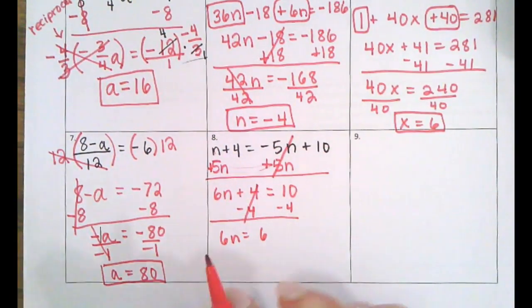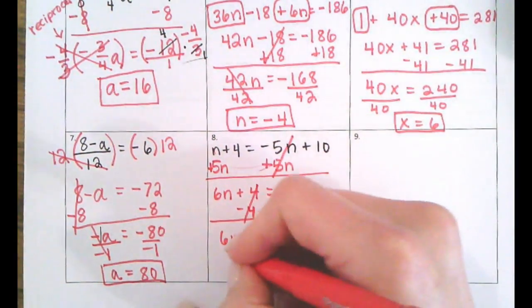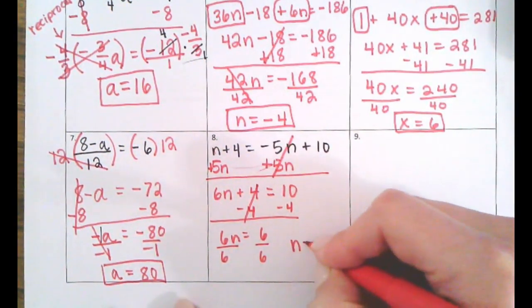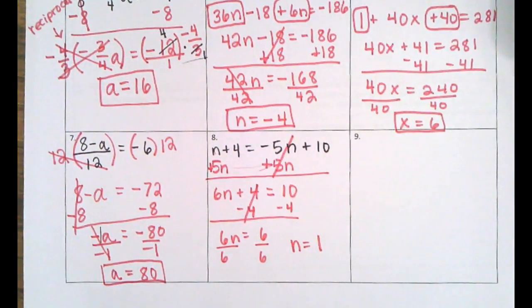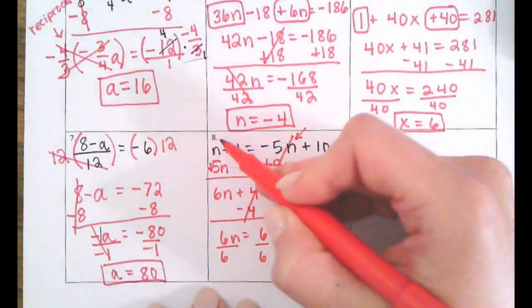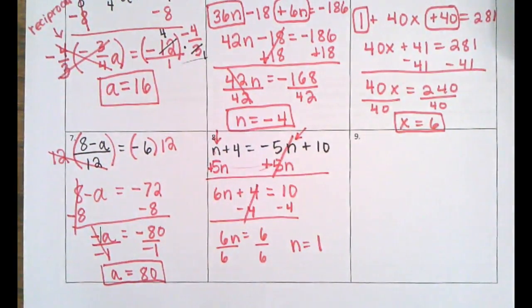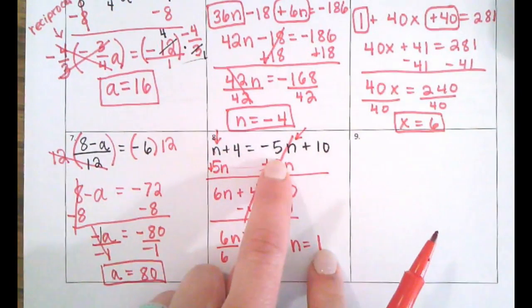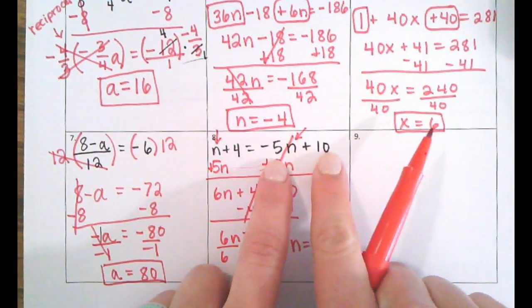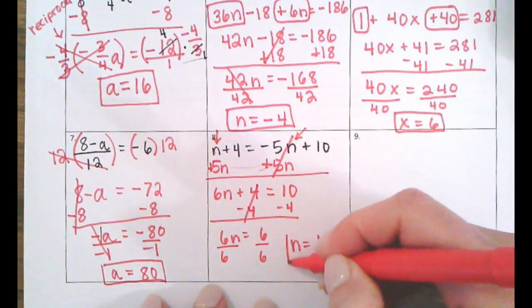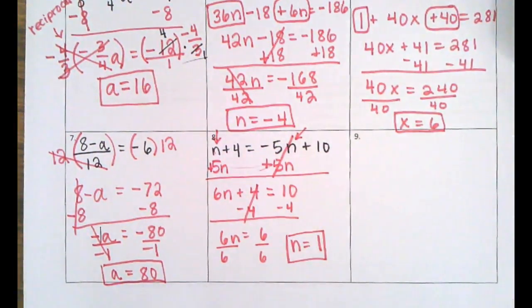And my last step, since 6 is multiplied to n, I'm going to divide both sides by 6. Plugging 1 back into the original equation, both here and here, 1 plus 4 is 5, -5 times 1 is -5, plus 10 gives me +5. So 5 equals 5, and 1 is my solution.